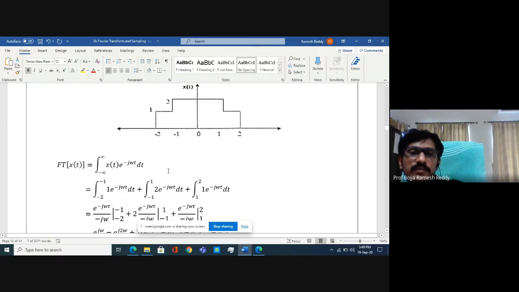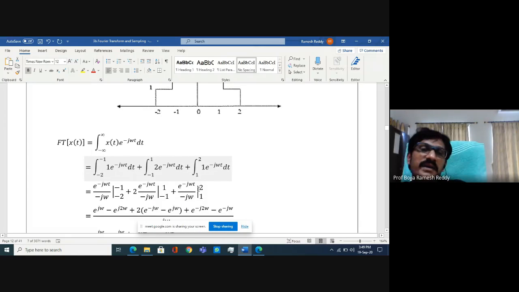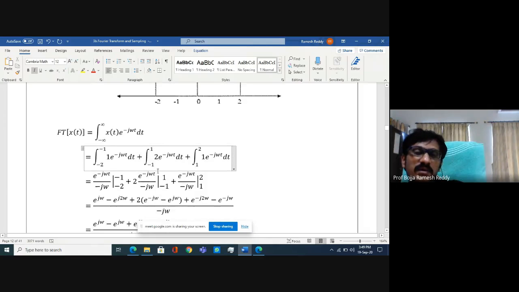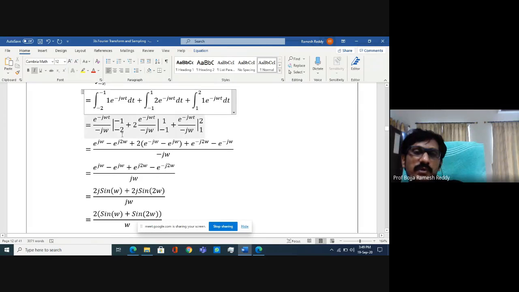Fourier transform X of omega, use the basic definition. Between -2 and -1, its amplitude is 1, so 1 into e power minus j omega t dt, plus between -1 and +1, amplitude is 2, so 2 times. Between 1 and 2, amplitude is 1. Simply integrate e power j omega t. Normal thing. Just substitute upper and lower limits.